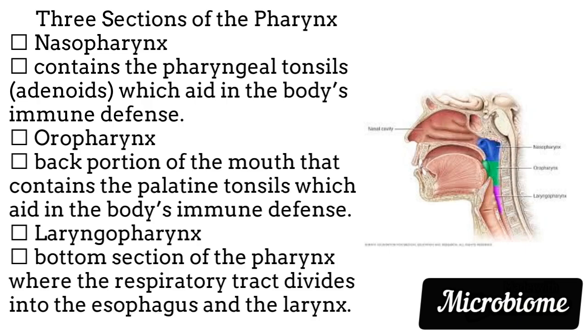Three sections of the pharynx. First, nasopharynx. It contains the pharyngeal tonsils, adenoids, which aid in the body's immune defense. Second, oropharynx. It is the back portion of the mouth that contains the palatine tonsils, which aid in the body's immune defense. Third, laryngopharynx. It is the bottom section of the pharynx where the respiratory tract divides into the esophagus and the larynx.